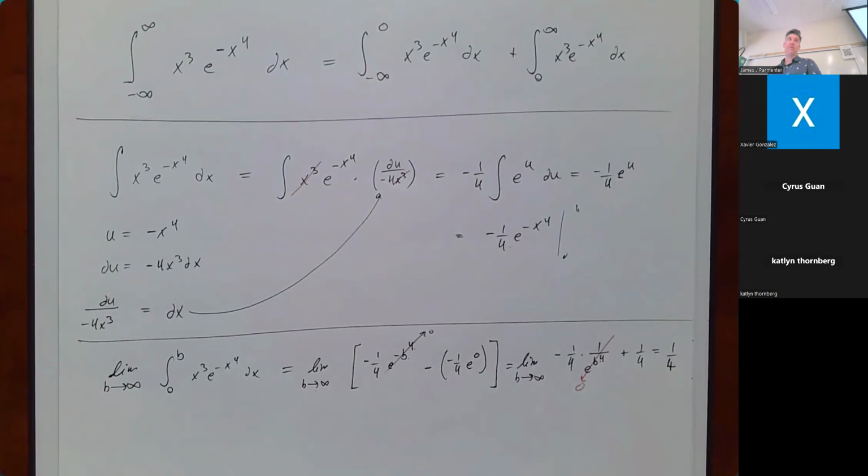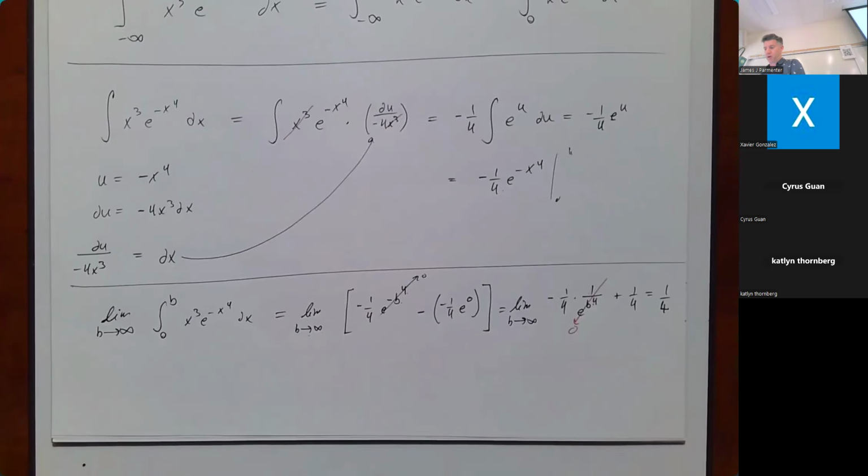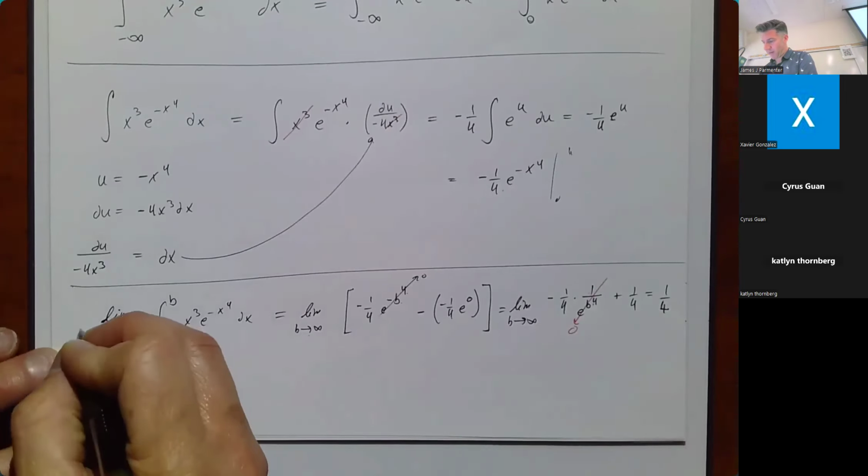Now we have to do the other. If the first piece converges, you then do have to look at the second piece and see if it also converges. If either piece is divergent, the whole thing is divergent. If all the pieces are convergent, then the integral is going to converge to the sum of those convergent pieces. So luckily, we've already done most of the work. We look at the other half.